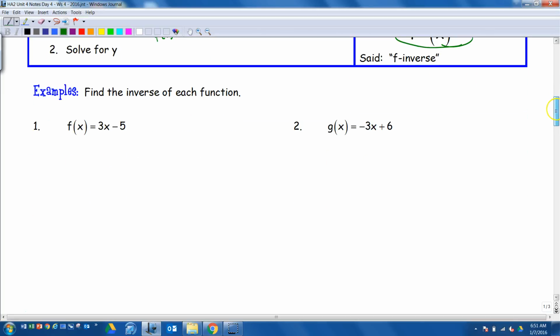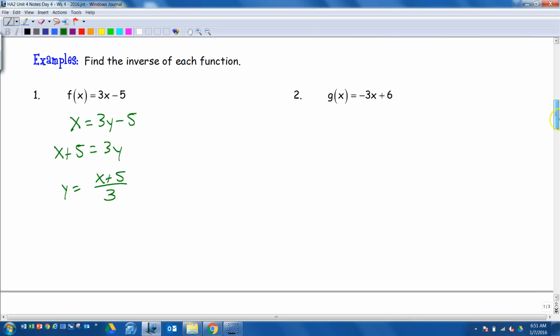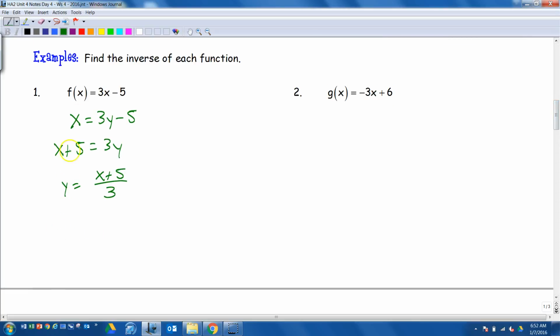So let's do these. Switch the x and y. Remember, this is the y, and then this is the x. So this is going to now be your x. This is going to now be your y. And now resolve for y. So I'm going to add 5. And I'm going to divide by 3. So you get y is equal to x plus 5 all over 3. And again, the final answer though should be in function notation. So this was the function. We just found the inverse of the function. So that's our final answer.